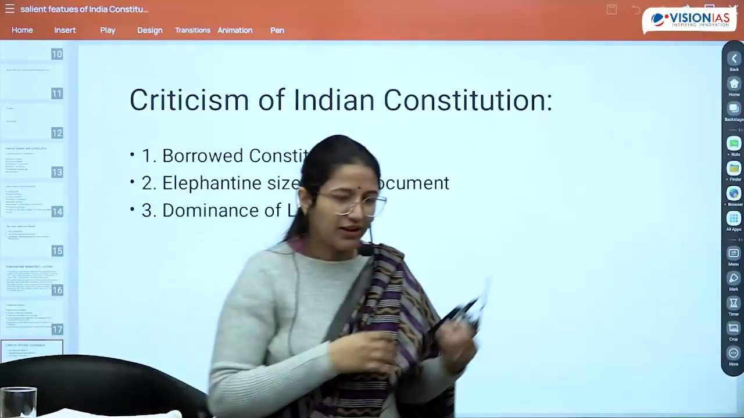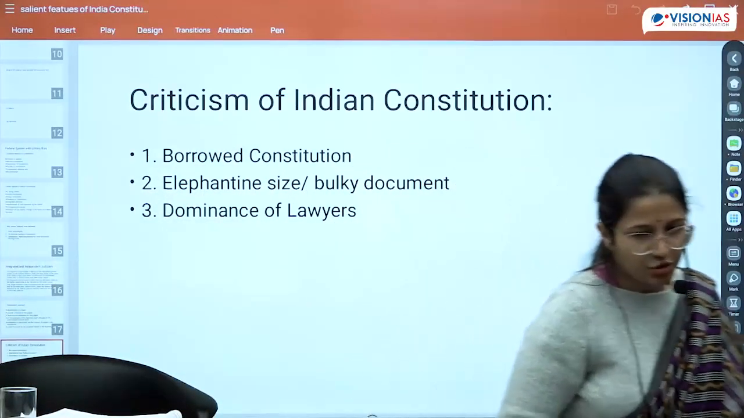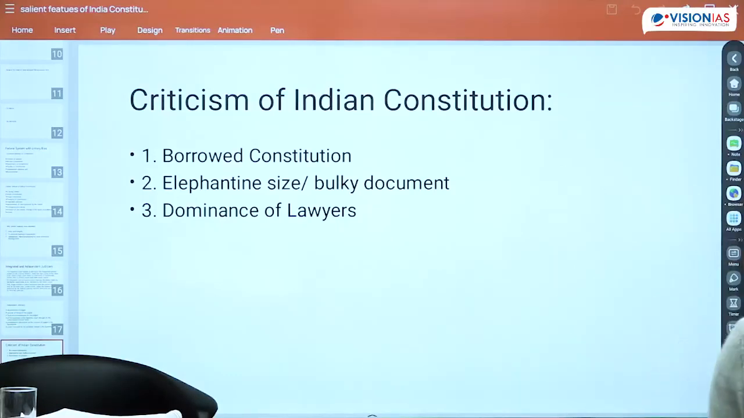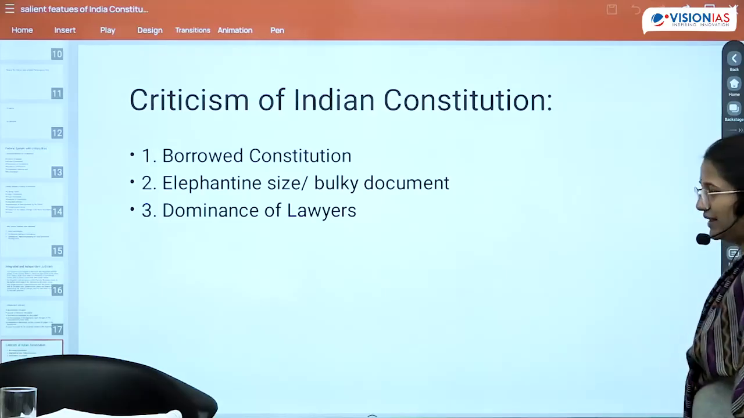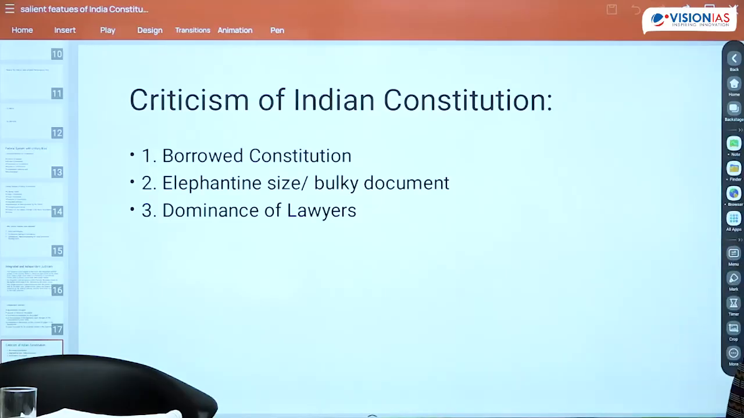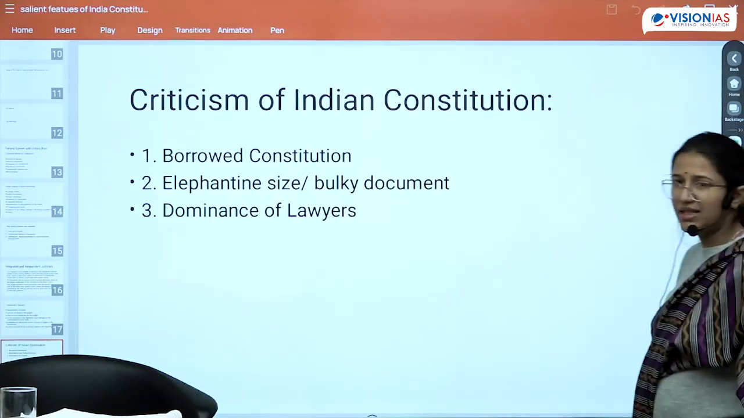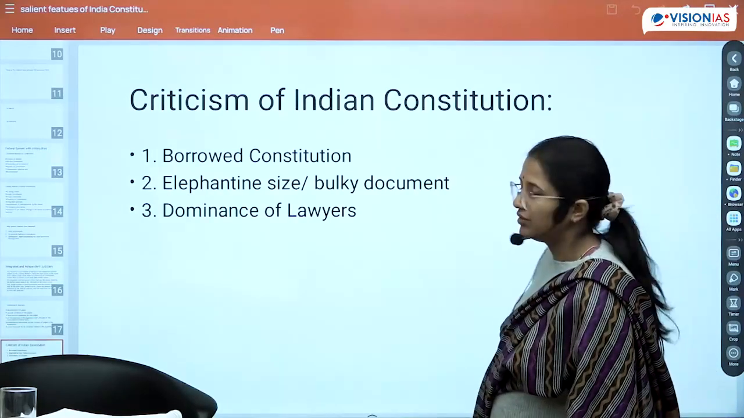Yes, what are the criticisms of the Indian Constitution? We'll just conclude with it. What are some common criticisms that we make against the Indian Constitution? We call it a borrowed Constitution, that it is a bag of borrowings. There is nothing unique about it. We have simply borrowed various features from various constitutions of the world.